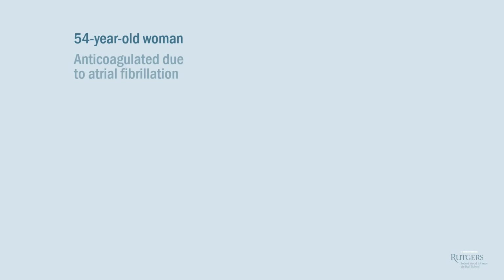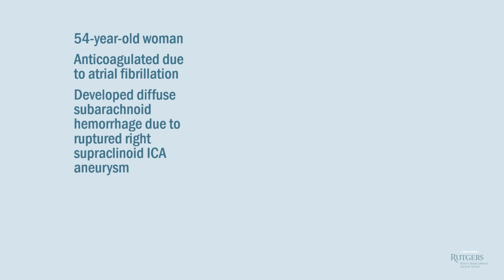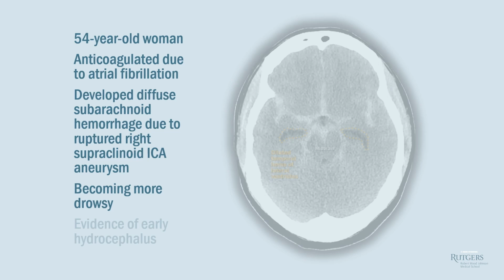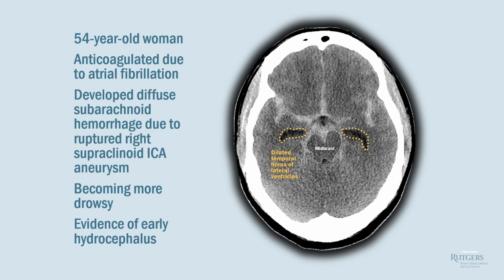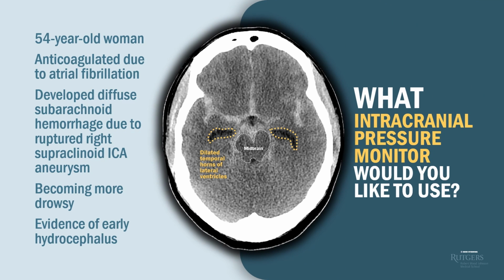Back to the case. To remind you, this is a 54-year-old woman who was on anticoagulation due to atrial fibrillation and who developed diffuse subarachnoid hemorrhage, likely because of a ruptured right supraclinoid internal carotid artery aneurysm. She is becoming more drowsy and has evidence of early hydrocephalus. I return to you now and ask which monitor you would like to use in our patient's case. Quick! Your attending is waiting for your answer.